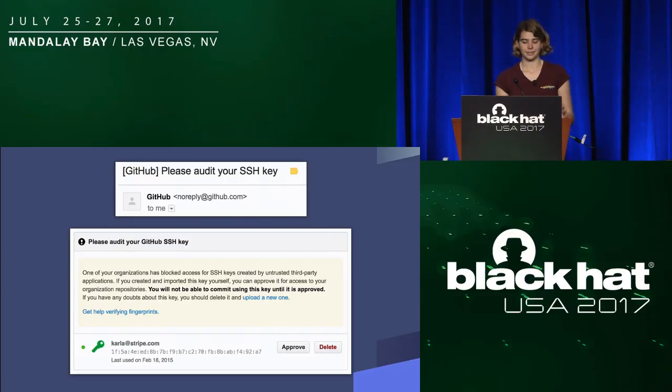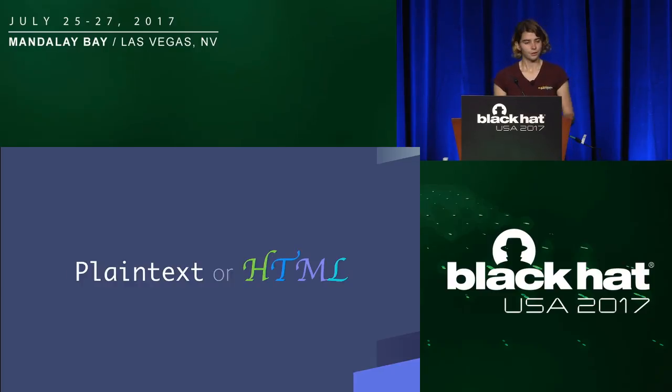GitHub sent plain text transactional emails. And this led us to a really interesting point. Should we send this phishing campaign in plain text or in HTML, right? Should we match the existing emails from the service, or should we try to make it as pretty as possible? Usually you see better conversion for pretty things, and that's why marketing emails are all shiny. So I did some science.